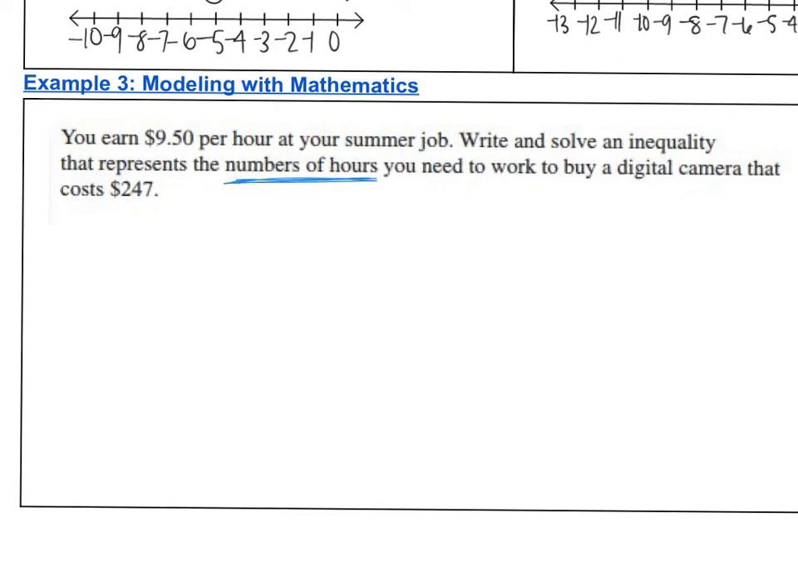Number of hours is what I'm trying to solve for. So I'm going to name a variable h. H is going to stand for the number of hours. I want to know how many hours I have to work. Well, I know something about every hour I work. I make $9.50 per hour. So every hour I work is $9.50.